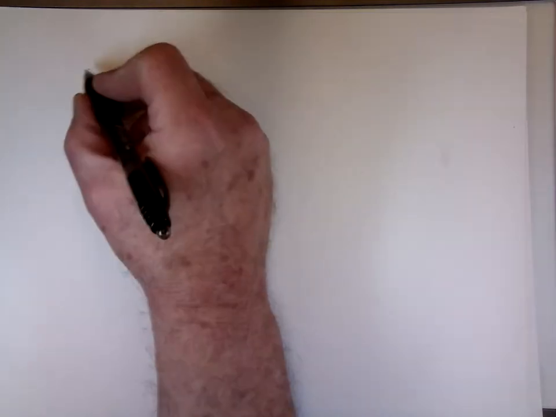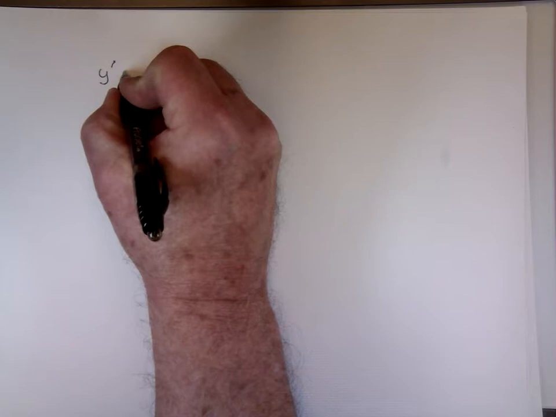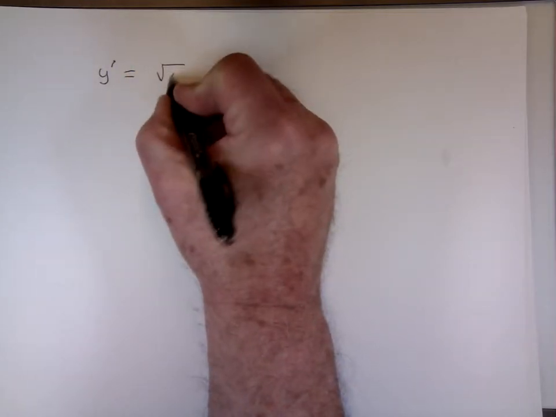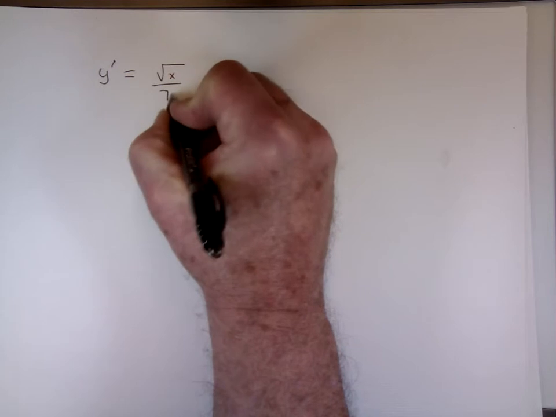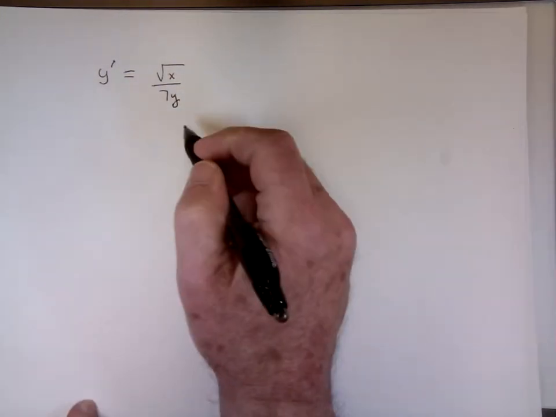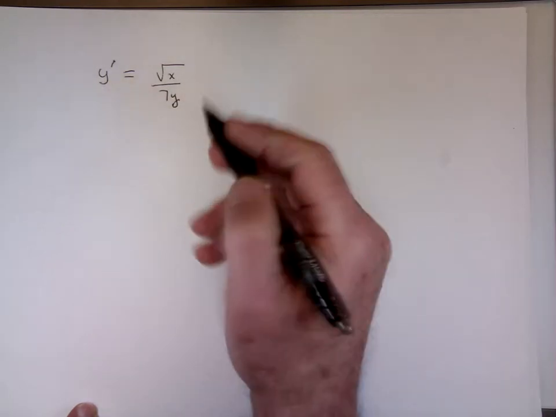It's just finding the integral, solving the differential equation, y prime equals square root of x over 7y. Like so? That's it. Okay, let's do it. It's a differential equation. Y prime is dy dx.